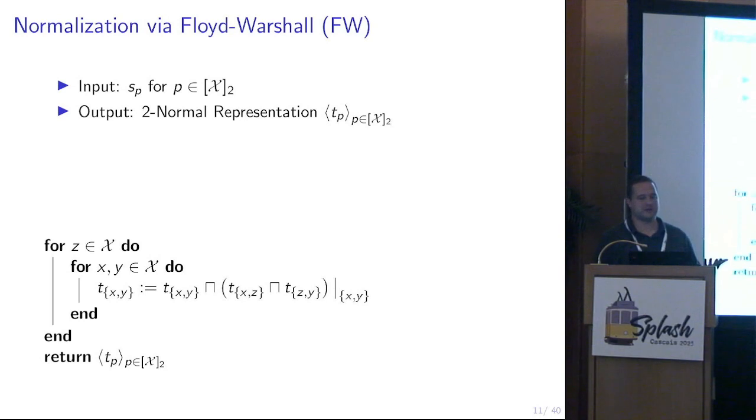And we got inspired by all the previous work that uses some sort of all-pairs shortest path algorithm. So we tried to apply the Floyd-Warshall algorithm here. And the idea would be that we would be given some values that talk about these 2 clusters, and then ideally the algorithm should compute the 2 normal representation.